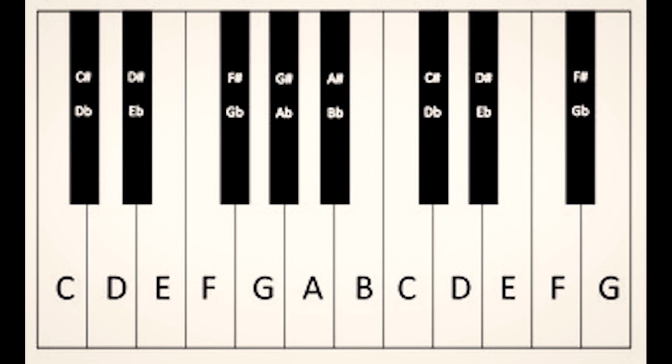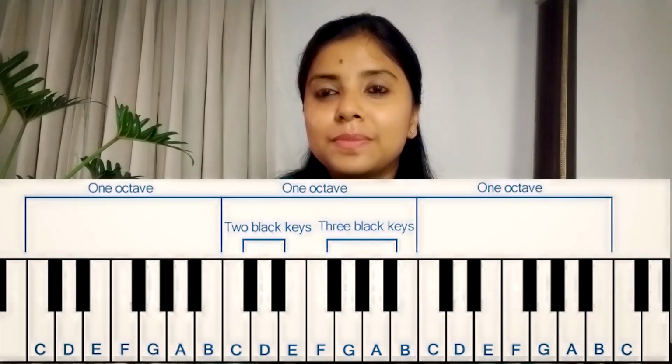Now the last black key, which is the fifth black key, which we are calling A sharp, can also be called B flat. So when I say that I am singing at a pitch of A sharp, I can also say that I am singing at a pitch of B flat. I hope this much is clear to you.